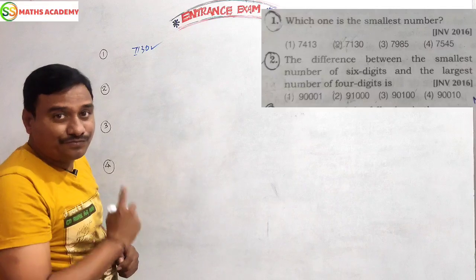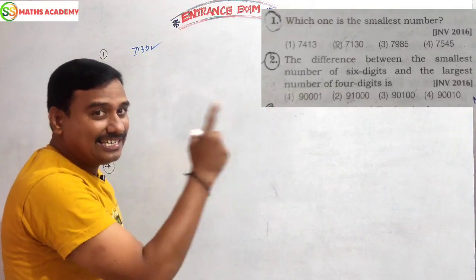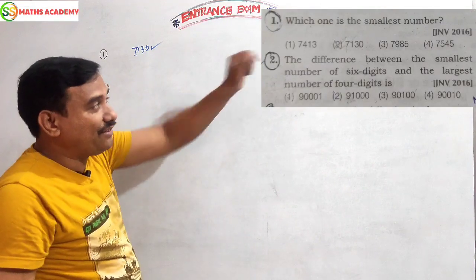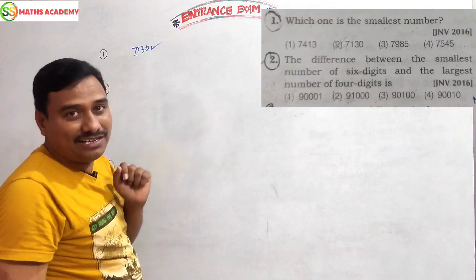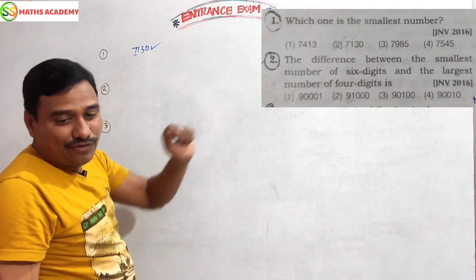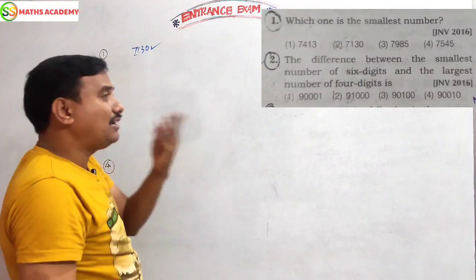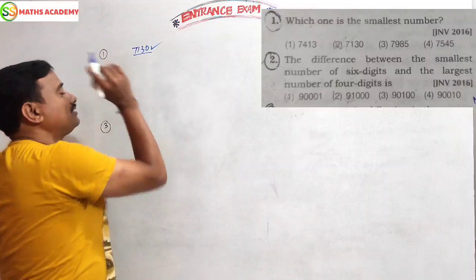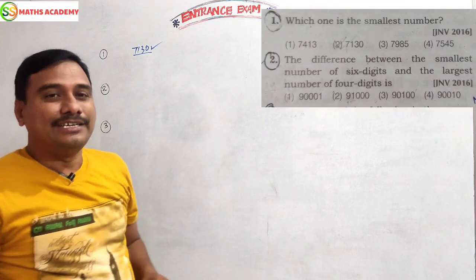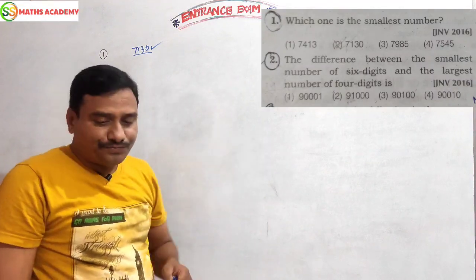7 is the common digit. By seeing the second digit, the first option is having 4, the second option is having 1, the third option is having 9, the fourth option is having 5. In these four, which is the small? 1 is the small. So the answer will be 7130. Right? Now see the second question.